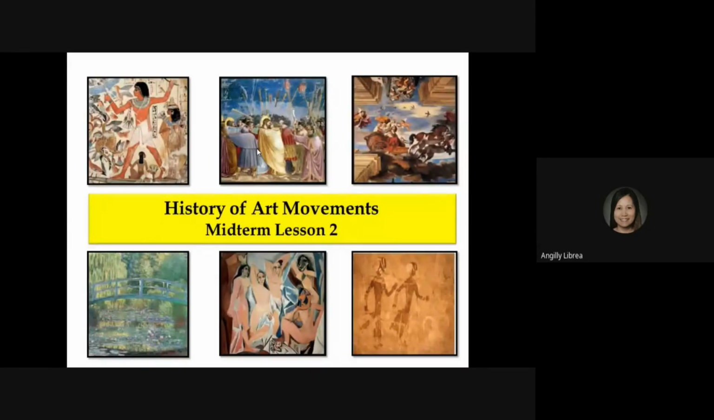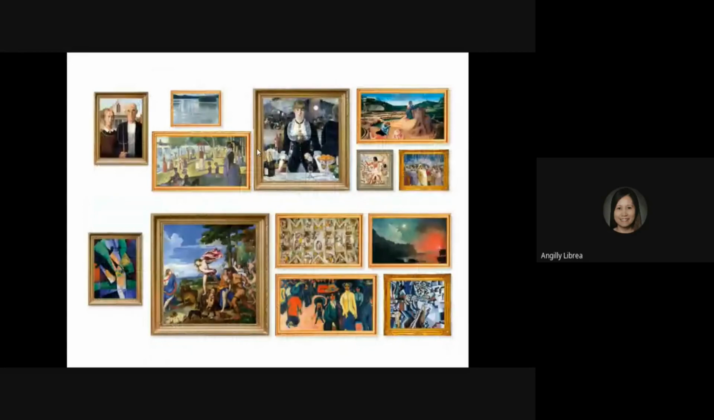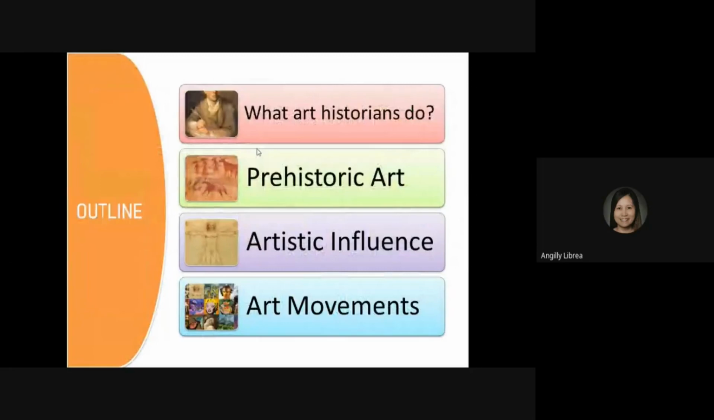This is our second lesson for the midterm period. So these are some paintings of the different periods of the different art movements as well. Our discussion this afternoon is outlined on four subtopics. First is on what art historians do. Second is prehistoric art, particularly cave art. Next is artistic influence and a glimpse on the different art movements.